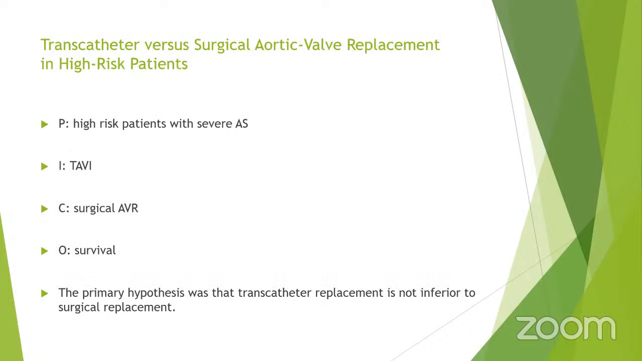Now we finished with cohort B. I'm going to talk about cohort A, which was the transcatheter valve replacement in high-risk patients. The patients in question were patients with severe aortic stenosis who were considered to be high risk for surgery, operable but high risk. The intention was to compare TAVI to surgical AVR. And the primary hypothesis of this study was that transcatheter replacement is not inferior to surgical replacement.